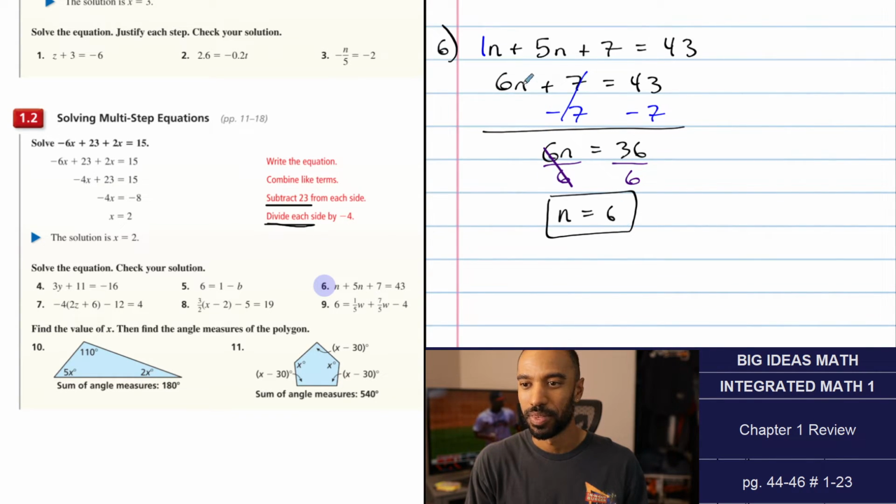We'll do it mentally. The original equation said n plus 5n. That's 6 plus 5 times 6, which is 30. Or 6 plus 30. 36 plus 7 equals 43.